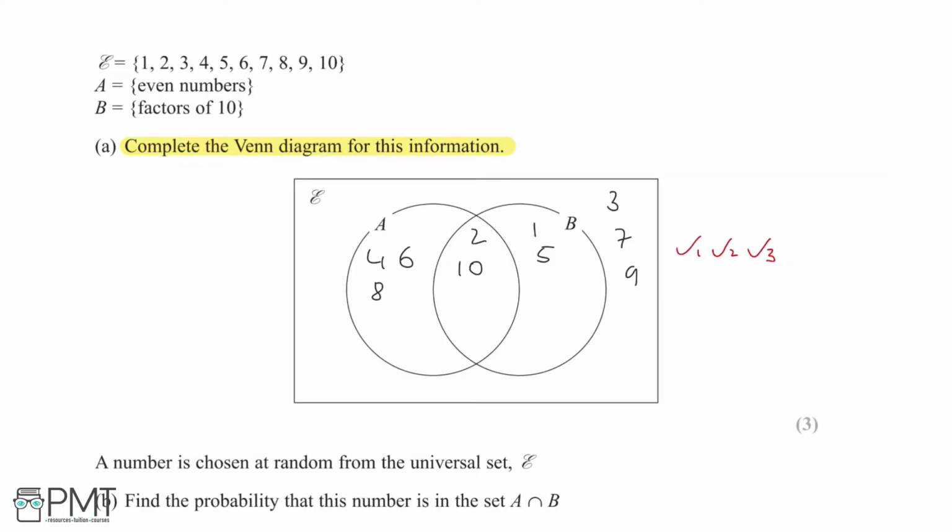You get 2 marks for correct numbers in at least 2 regions, okay, so either this, this, this, or this, so you need to pick 2 of those, and if those are fully correct, then you get 2 marks, and if you've just got 1 of those regions correct, then it's just 1 mark.